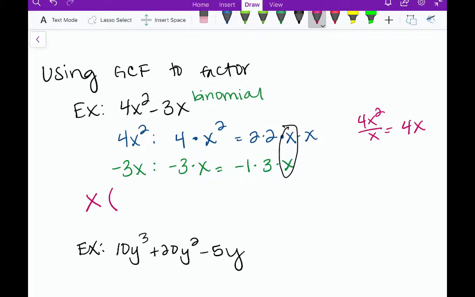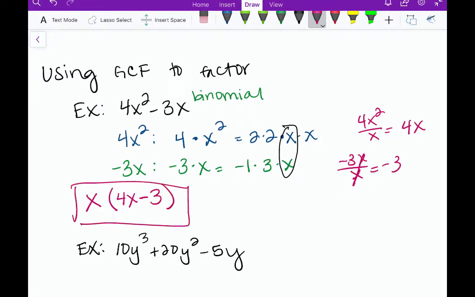That's the greatest common factor. The result of the division goes on the inside. So 4x will still be on the inside. And when I divide negative 3x divided by x, x over x is 1, so I'm left with negative 3. So I'm just going to put a minus 3 back here. So this is the factored version of what we started with.